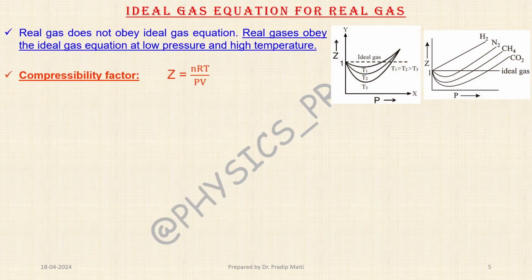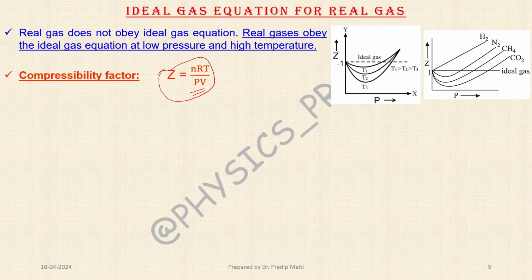Now the ideal gas equation for real gas. A real gas does not obey the ideal gas equation, but real gases obey the ideal gas equation at very low pressure and high temperature. And here is a quantity defined as the compressibility factor, that is Z equals PV by nRT. So remember this term, another important term, compressibility factor.